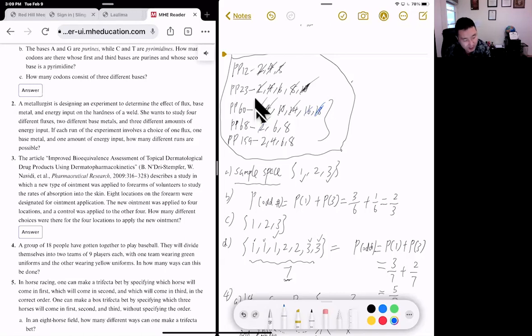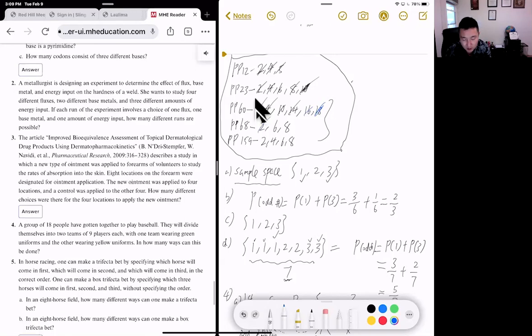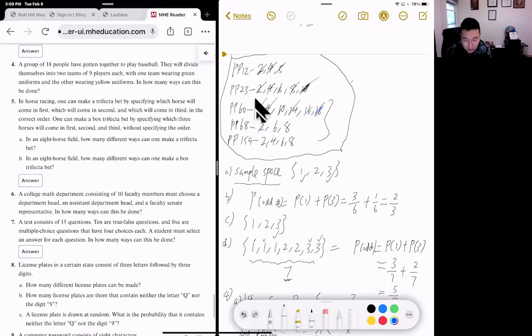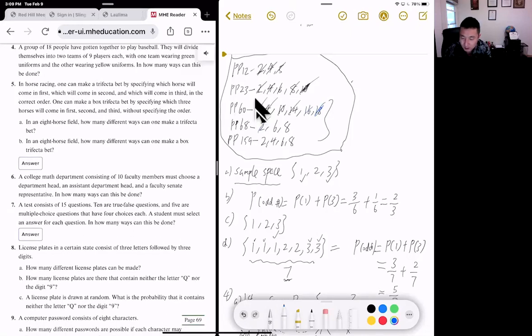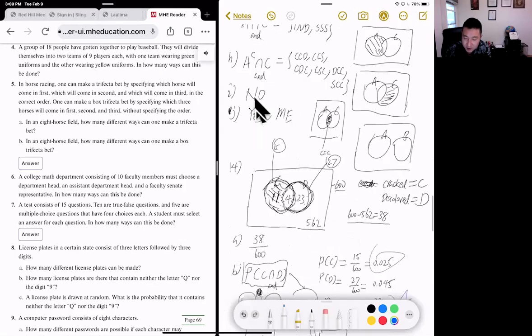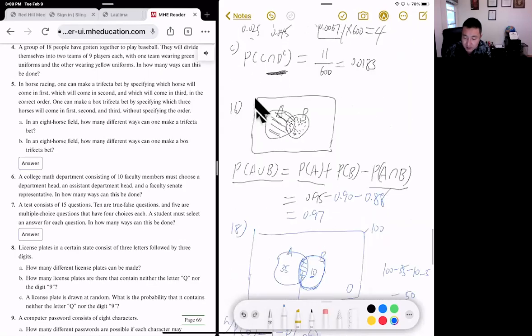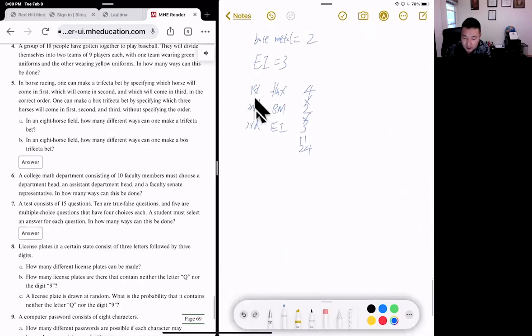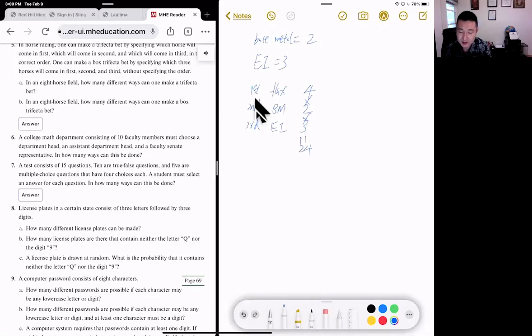Okay, so let's do the next question as our last question. Question number 6. A college math department consisting of 10 faculty members must choose a department head, assistant department head, and the faculty senate representative. How many ways can this be done?